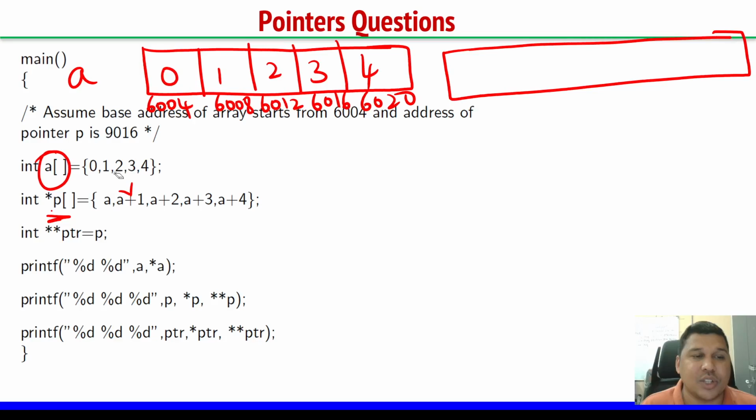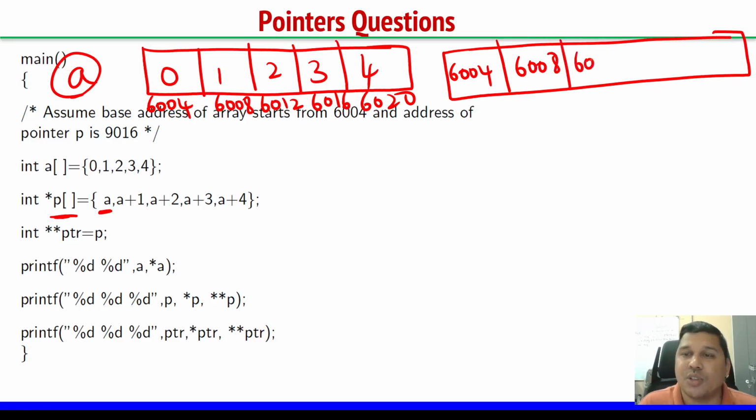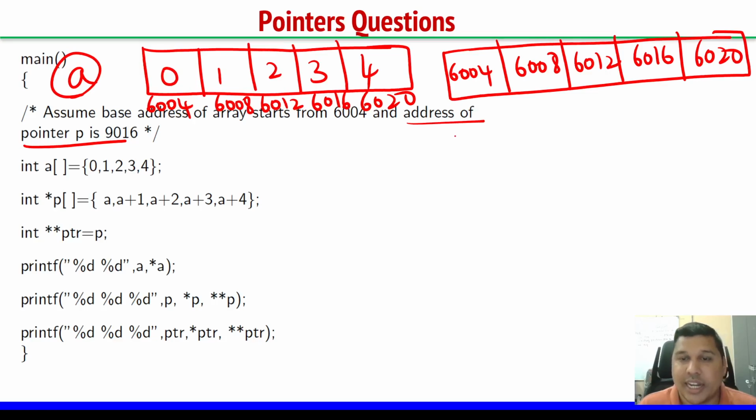How are we saying that? If you see, in this P array, what is the first value? A. A means, what will I get if I print A? 6004. So we have 6004 here, then 6008, 6012, 6016 and 6020. And it is given that the address of pointer P is 9016. It means the starting address of this array is 9016. Here it is 9016, 9020, 9024, 9028 and 9032.